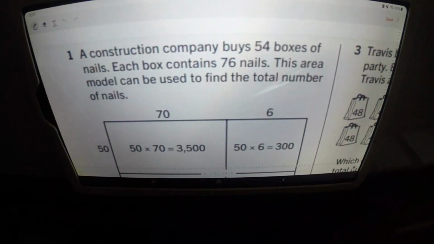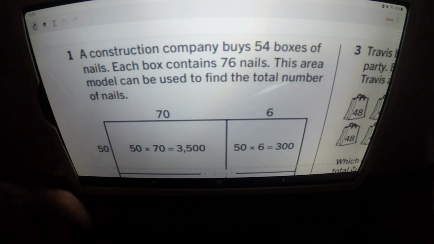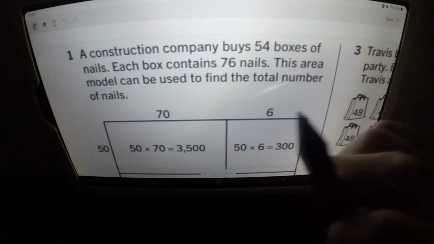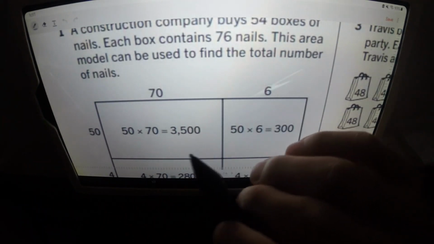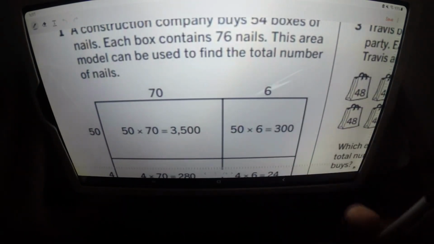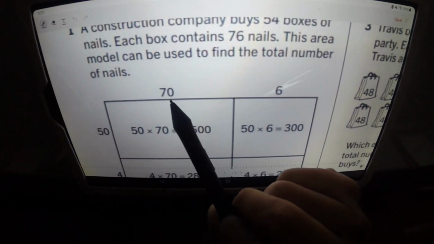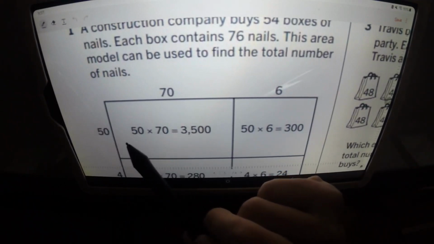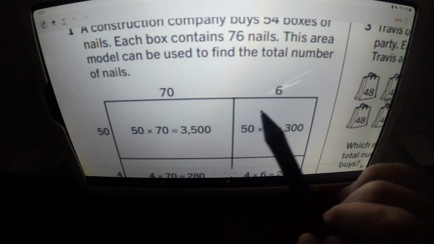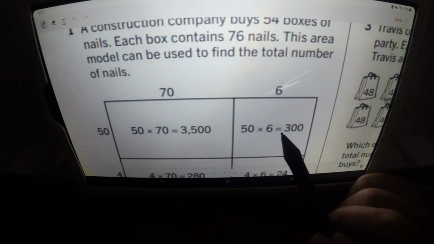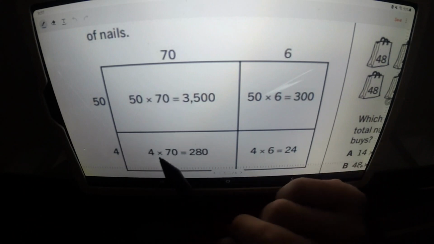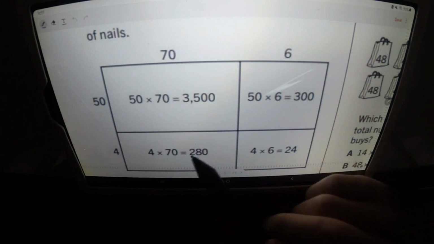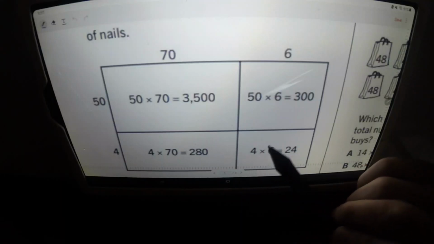A construction company buys 54 boxes of nails. Each box contains 76 nails. This area model below here can be used to find the total number of nails. So if you see here, the way this is written, 70 times 50 equals 3,500. 50 times 6 equals 300, and so on. 4 times 70 equals 280. And finally, 4 times 6 equals 24.